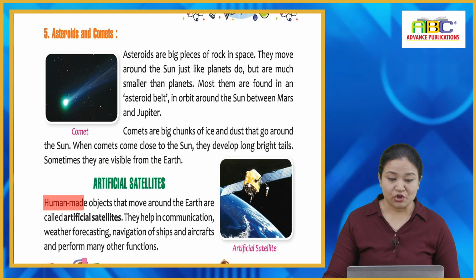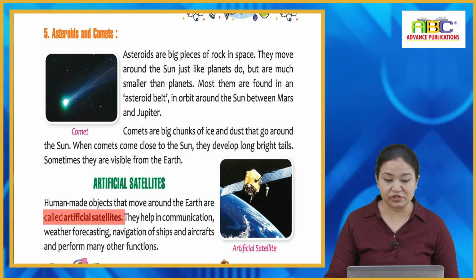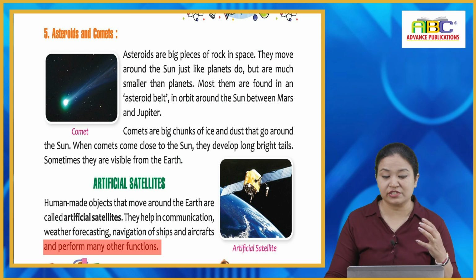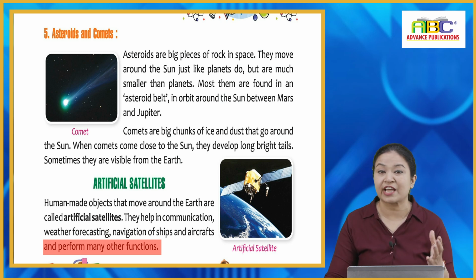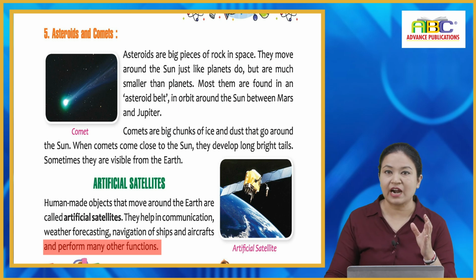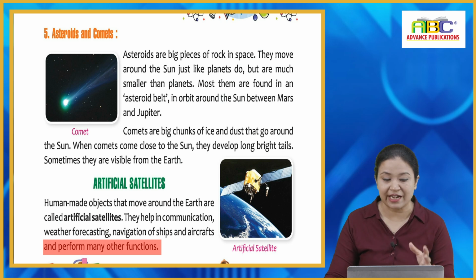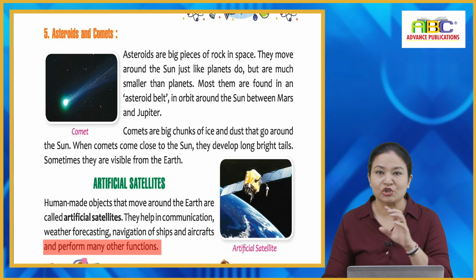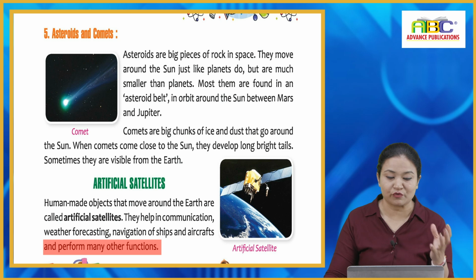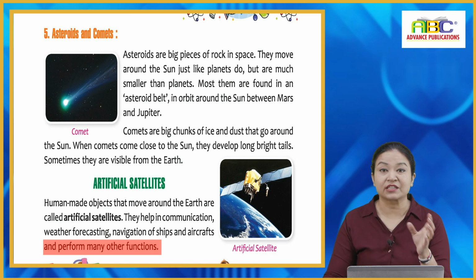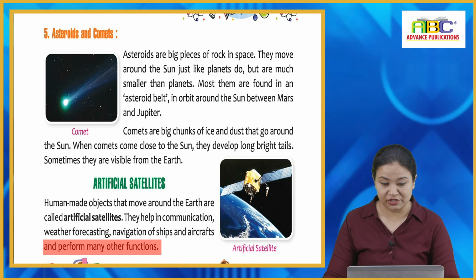Artificial satellites. Human made objects that move around the earth are called artificial satellites. They help in communication, weather forecasting, navigation of ships and aircrafts and perform many other functions. And now we will talk about artificial satellites. What are artificial satellites? They are not natural like moon. They are artificial. They are man-made satellites and they are sent to space to collect the information, to do weather forecasting, to navigate the ships and aircrafts.